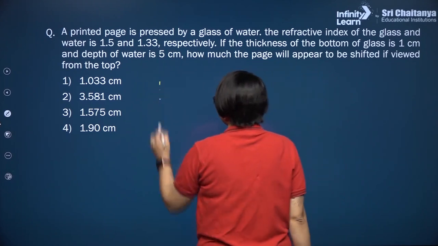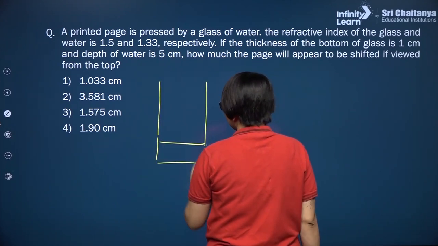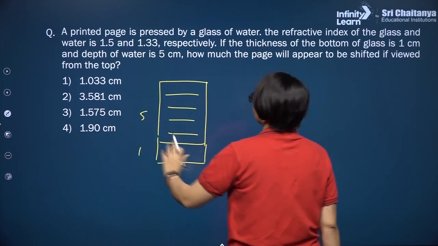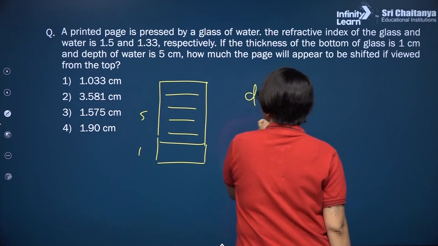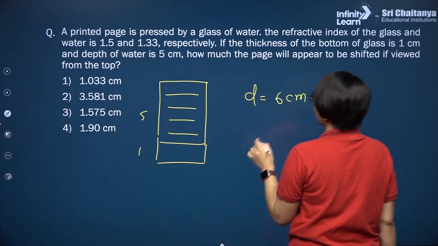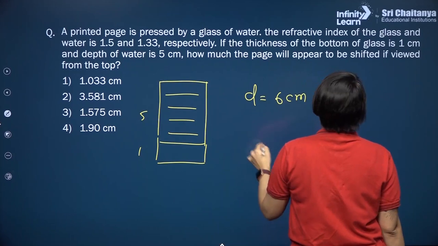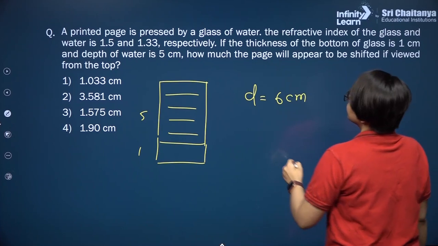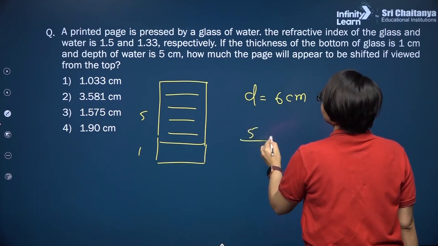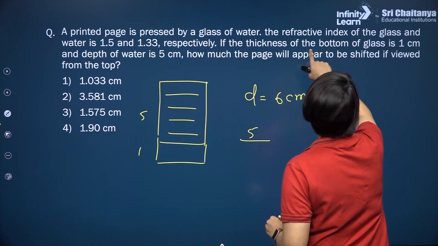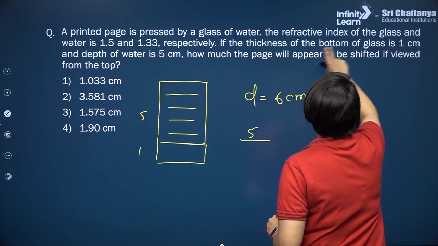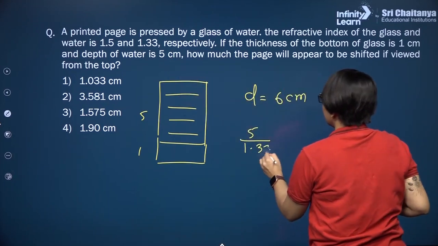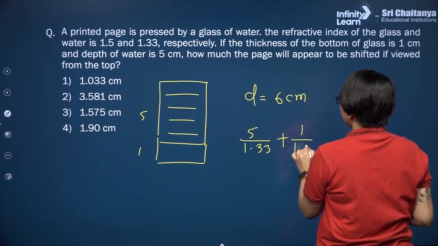So basically the total depth from the surface is 5 centimeter of water and 1 centimeter of the thickness of the glass. So total depth is 6 centimeter. Now the apparent depth will be what? It will be D1 upon mu 1 plus D2 upon mu 2. So D1 is 5 divided by 1.33 for water, plus 1 divided by 1.5 for the thickness of the bottom of the glass.